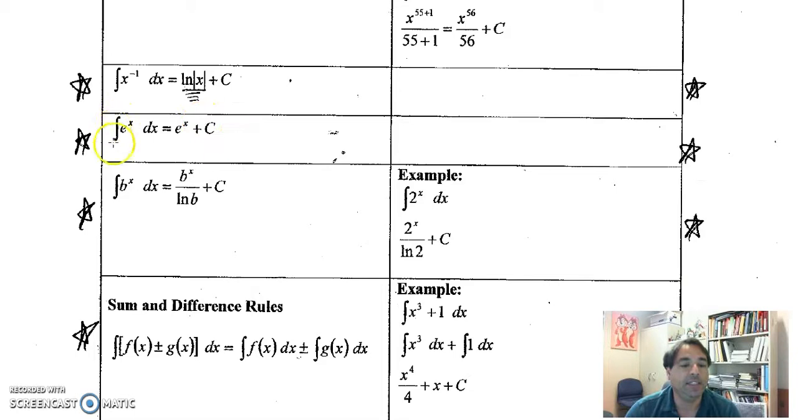The integral of e to the x with respect to x would be e to the x. Don't forget your plus c. And remember, when we did special cases, the derivative of e to the x is e to the x.